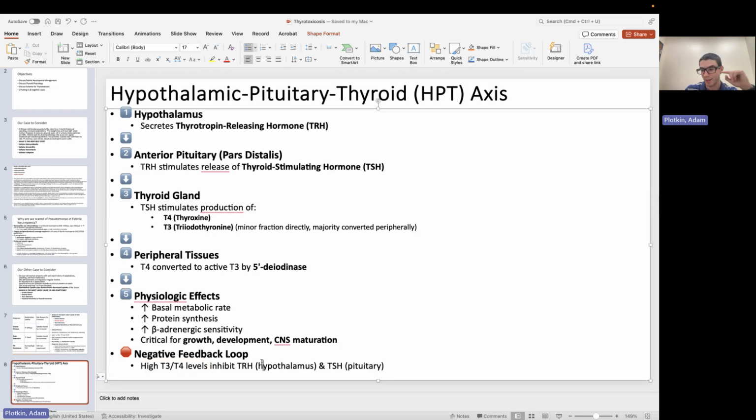So again, in the negative feedback loop, the high T3, T4 levels move back to the hypothalamus and the anterior pituitary and say, hey, we're good. Stop making TRH, stop making TSH. So again, hypothalamus makes TRH, talks to my anterior pituitary, says make TSH. TSH talks to my thyroid gland and says, hey, make T4, T3. T4, T3 go down to peripheral tissues. A lot of the T4 gets converted to T3, which is more metabolically active, via the enzyme 5' deiodinase. Those together are going to increase basal metabolic rate, protein synthesis, and beta adrenergic sensitivity, and then the high amounts of T3, T4 feed back and shut down TRH and shut down TSH.